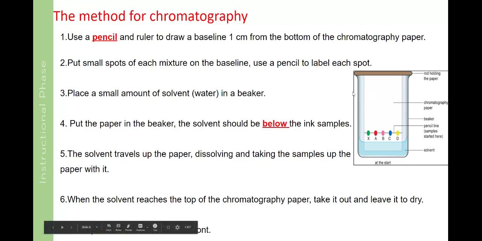Now, once the solvent's reached the top of the paper, take the chromatography paper out and leave it to dry. Once it's dried, you can use a pencil line to mark out where the solvent reached, the top of the solvent line. Now, we call that the solvent front.